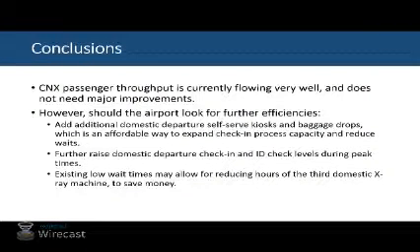So the conclusion is that the Chiang Mai International passenger throughput is currently flowing very well. It does not need major improvements. However, should the airport look for further efficiencies, it could add additional domestic departure self-serve kiosks and baggage drops, which is an affordable way to expand the check-in process capacity and reduce waiting times. It could further raise domestic departure check-in and ID check levels during peak times to reduce waiting times. And if it wanted to save money, it could reduce hours of the third domestic X-ray machine, possibly during times in which there are lower weights, maybe the morning and the later afternoon.